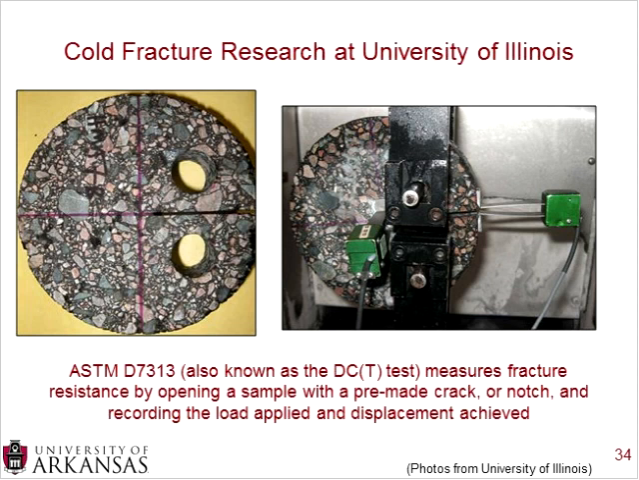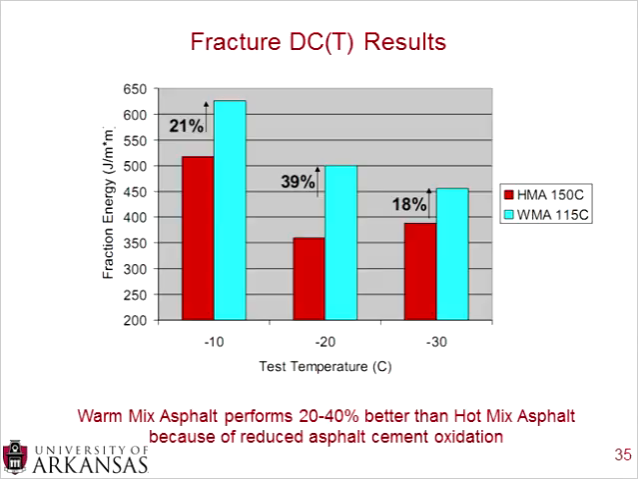And how this is done is the sample is literally pulled apart, and you're able to capture the load and the displacement achieved. And from those 2 quantities, you can figure out how much energy is required to pull that asphalt apart and to make those new cracked surfaces. And one of the ways you can quantify that is through what's called fracture energy. And again, this fracture energy is just a measure of essentially how much energy is required to make those new surfaces and to pull that sample apart.